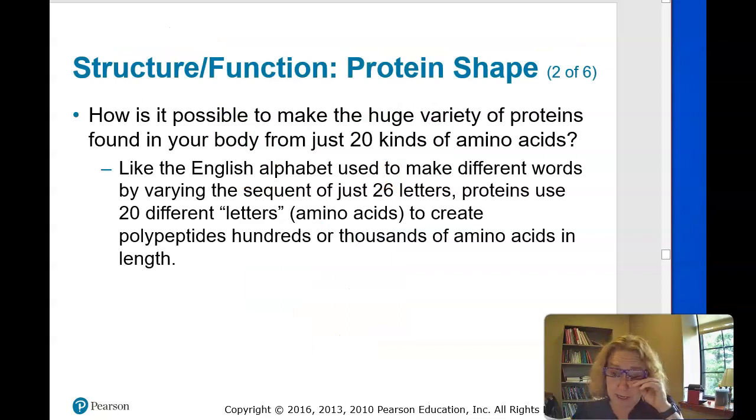How is it possible to make a huge variety of proteins from just 20 kinds of amino acids? It's kind of like the English language. We have 26 letters, and it makes up an infinite number of words. So that is how your 20 amino acids make up the variety that is you, essentially. Almost everything in your body is made with protein from amino acids.